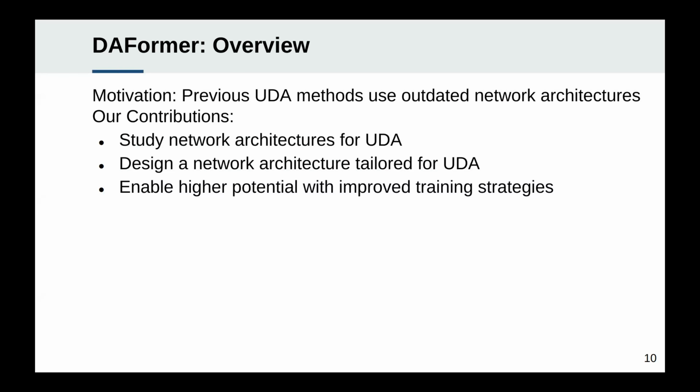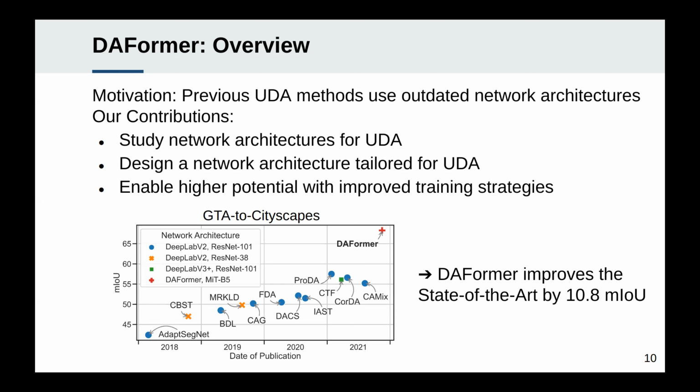We studied different, more recent network architecture components to see what is actually important for a successful domain adaptation network architecture. Based on that, we designed one, and having seen that, we can enable an even higher potential when improving the training strategies, so basically regularizing the training. As a small spoiler, this helps a lot. Here we can see the progress of UDA over time, with date of publication on the x-axis and performance on the y-axis. Looking into these aspects, we get a high performance improvement of 10.8% points in mean IoU, so basically the accuracy in semantic segmentation.